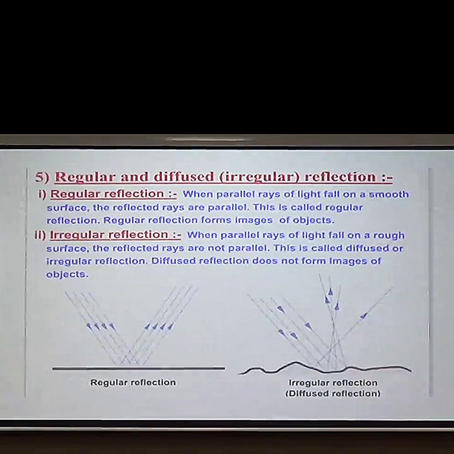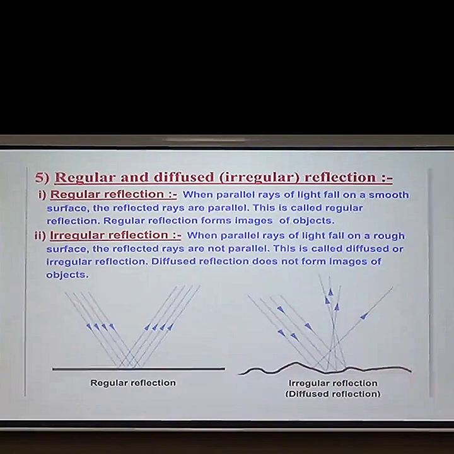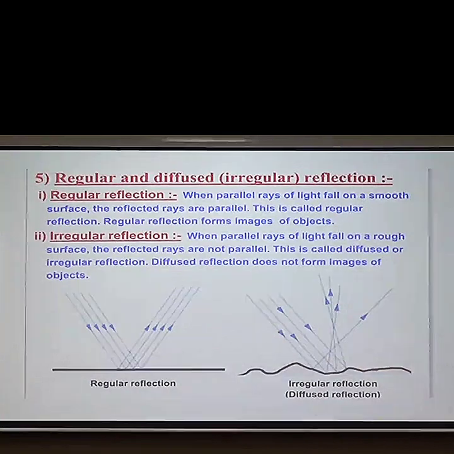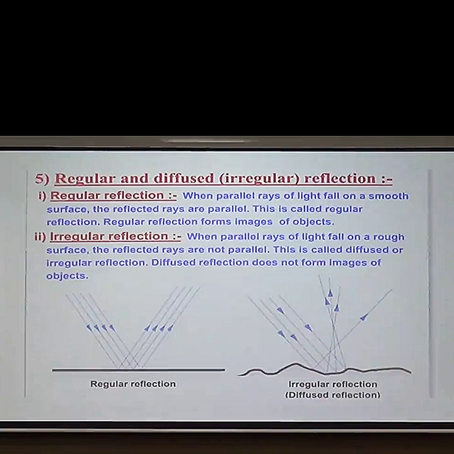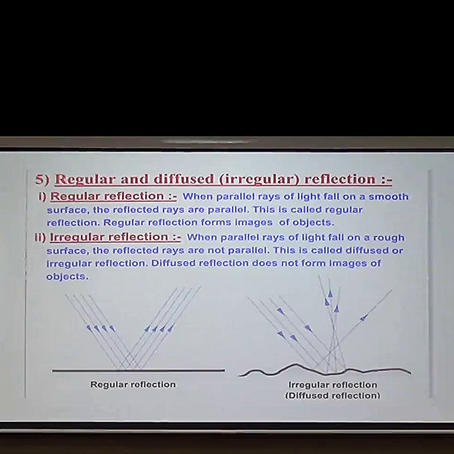Next is regular reflection and diffused reflection. Now, what do regular and diffused reflection mean? Diffused reflection is also known as irregular reflection. When parallel rays of light fall on a smooth surface, the reflected rays are parallel. This is known as regular reflection. But in case of irregular reflection, when parallel rays of light fall on a rough surface, the reflected rays are not parallel. This is called diffused or irregular reflection. Diffused reflection never forms an image, and regular reflection always forms an image. Regular reflection we can see from a plane mirror, whereas diffused reflection we see from cardboard or any rough surface.